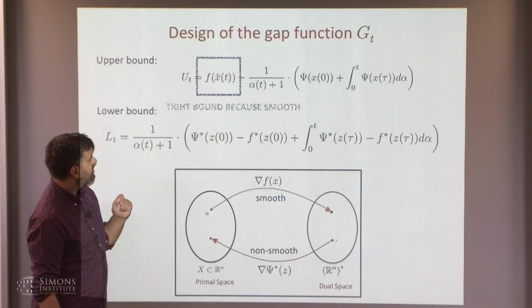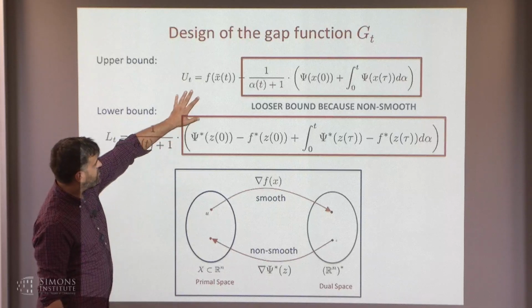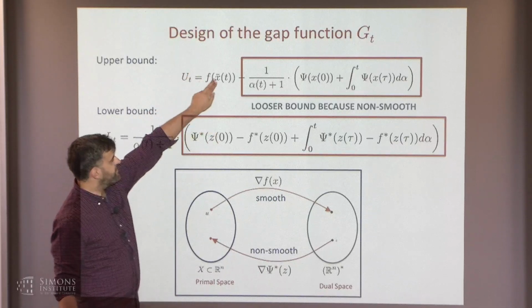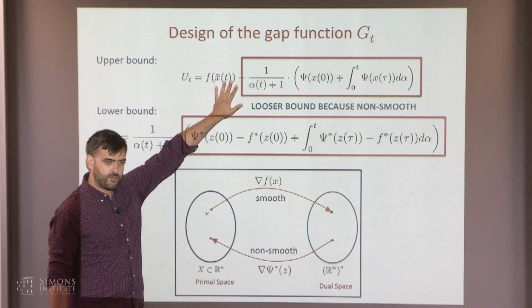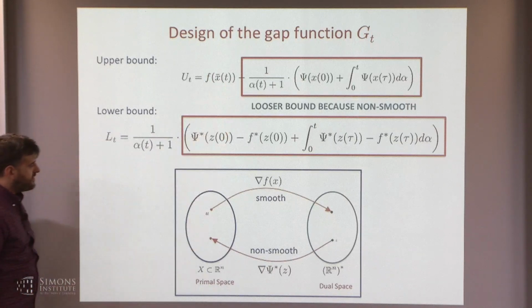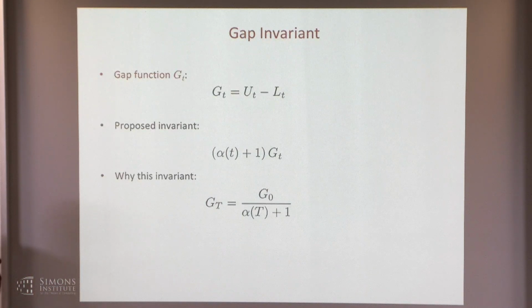The only place in which I'm not using an average is for f of x bar, because f is smooth. Okay? So once I tell you this, now the algorithm will come out by itself. Let me show you why.